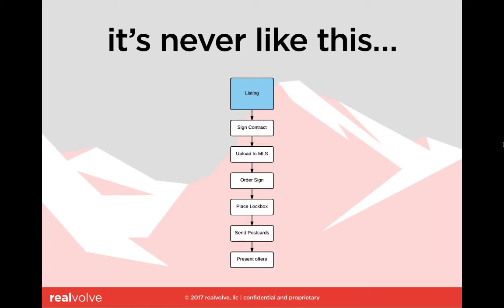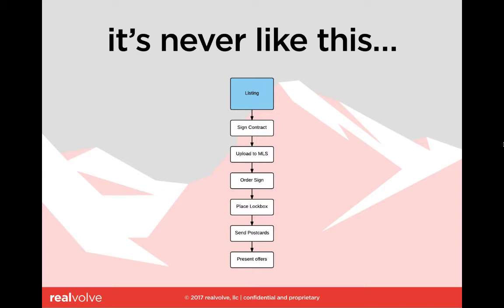So to get an idea of this, you might set up some kind of task list or a checklist of things that can be done. In this case, maybe we've got a listing. Then it goes to what are the things that need to happen once I get that listing. Well, I've got to make sure that I've got the signed contract. I upload the MLS, order the sign, place the lockbox, send postcards and present offers. These are all things that need to be done.